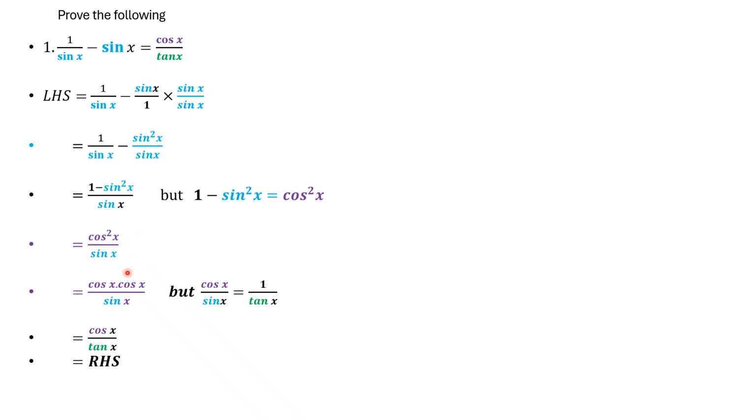I can expand that and write it as cos x times cos x over sin x. But you should know that cos x over sin x becomes 1 over tan x. Although they say we mustn't teach cot from grade 11 onwards, basically sin x over cos x is tan x, so when I flip it around, it becomes 1 over tan x, or technically cot x. So there, cos x, and then cos x over sin x becomes 1 over tan x. My answer becomes cos x over tan x, which equals my right hand side. Alright, hope we're still together there.